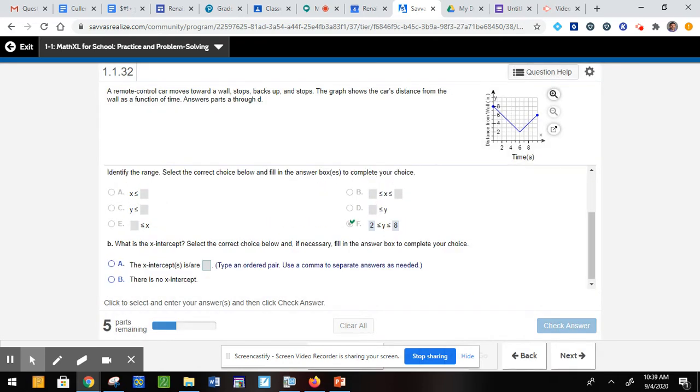Part B, what is the x-intercept? There is no x-intercept because it is not crossing the x-axis. So this blue function, the graph of the function in blue, is not crossing the x-axis at all. So there is no x-intercept.